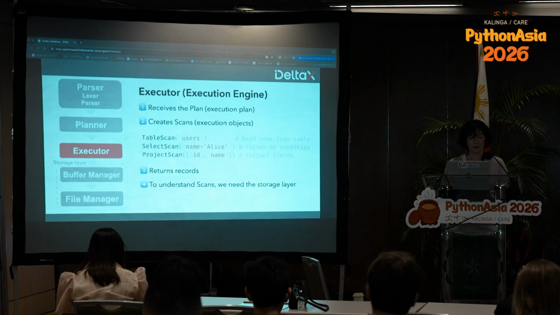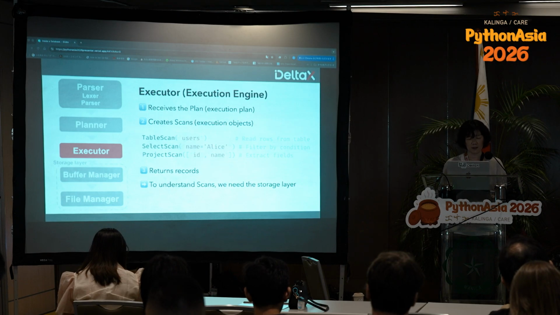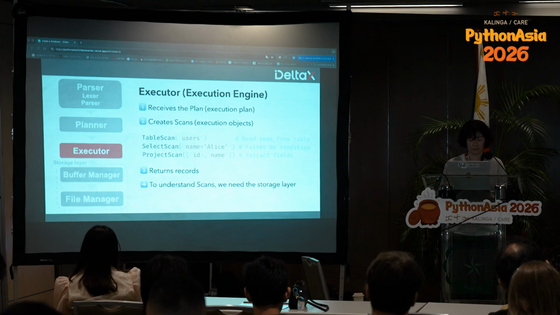The executor receives the plan and creates scans. Table scan reads rows from the table, select scan filters by condition, and project scan extracts fields. To understand how the execution engine works, we need to understand the storage layer first. So we'll move on to the storage layer.